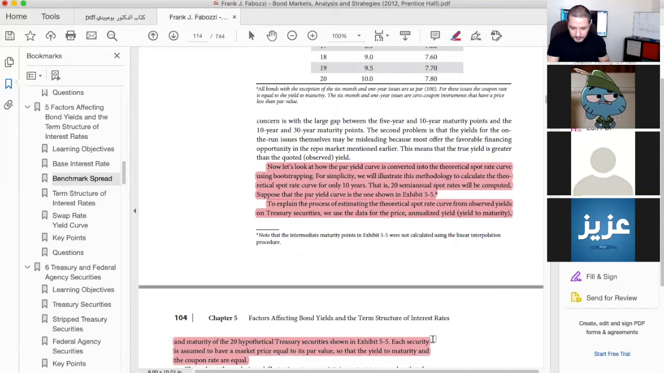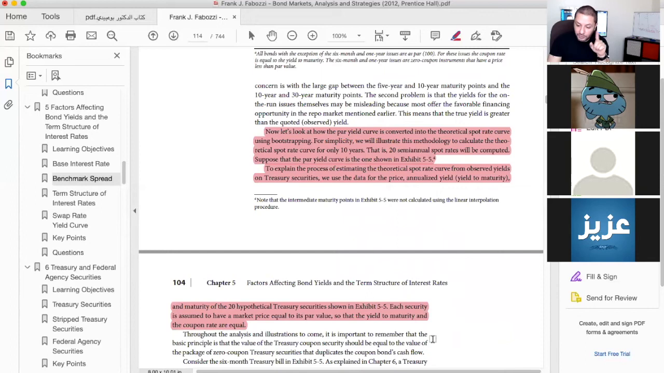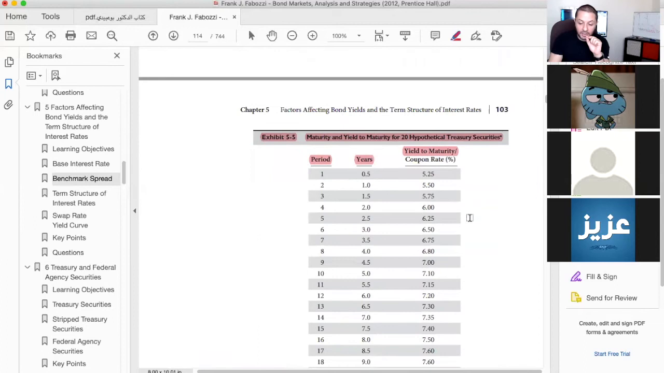Now, let's look at how the par yield curve is converted into the theoretical spot rate curve using what we call the bootstrapping technique. It's a very common and very famous technique used by bond practitioners. For simplicity, we will illustrate this methodology to calculate the theoretical spot rate curve for only 10 years. We can expand this up to 30 years. So 20 semi-annual spot rates will be computed. Suppose now that the par yield curve is the one shown in exhibit 5.5. So this is the par yield curve, and we have to use it in order to find the 20 hypothetical spot rates.